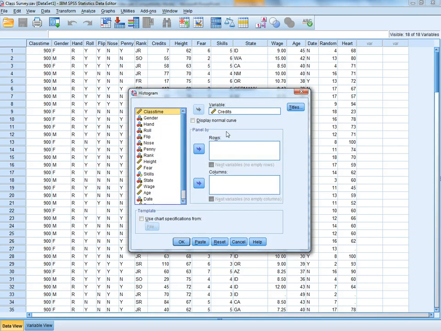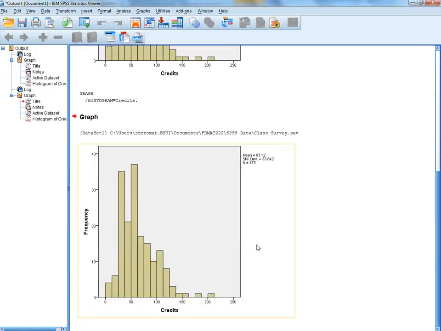Now this is some data from a class, and what we can do is take the credit data, for instance, put this in the variable box, and then click on OK, and then we will see a histogram that looks like this. What we'll talk about in just a second is that this represents a right skewed distribution because the tail is over on the right side.